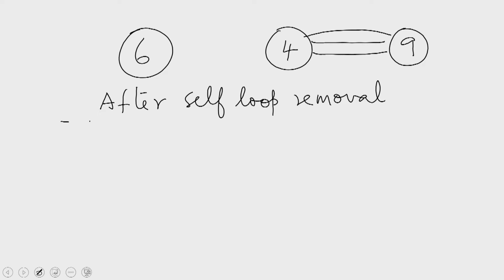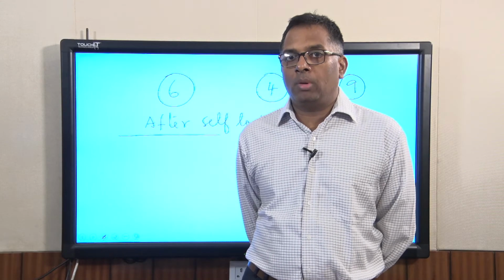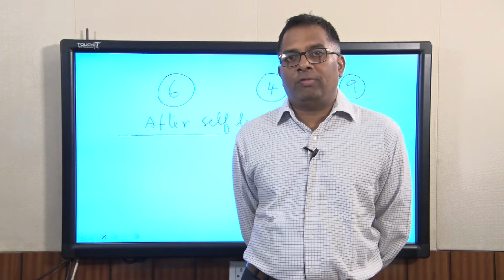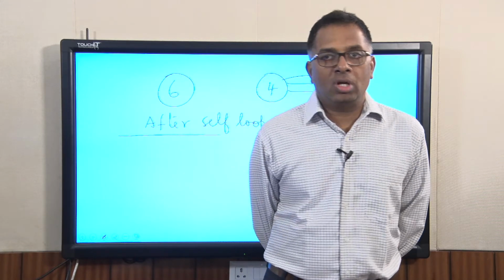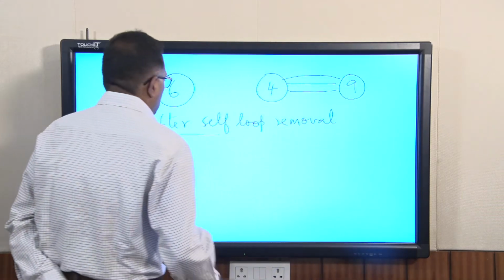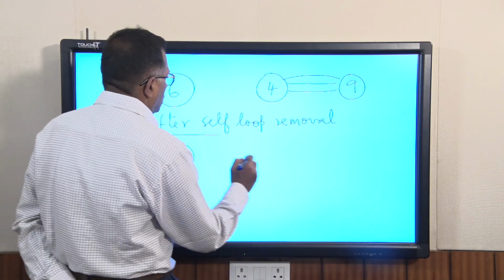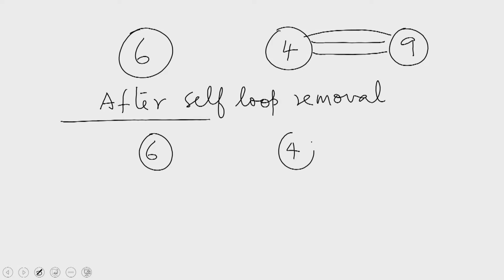And then the next step is to get rid of all the redundant edges. That is, what we want is that between a pair of vertices there should be only one single edge. There shouldn't be multiple edges. Now in this example we find that between 4 and 9 there are multiple edges. We will replace them with a single edge. So after the redundant edges are removed, the graph shrinks to this form.